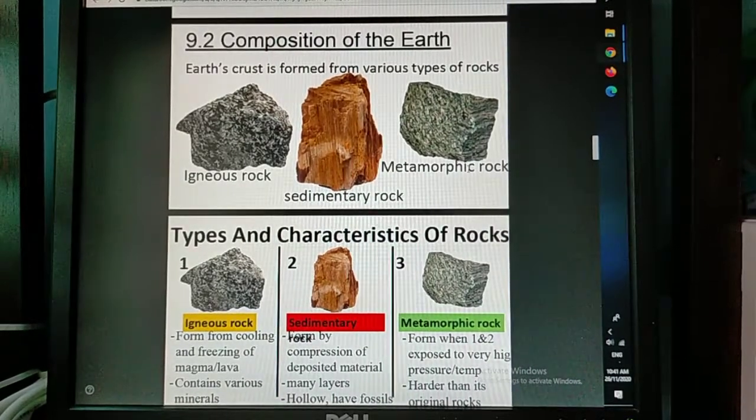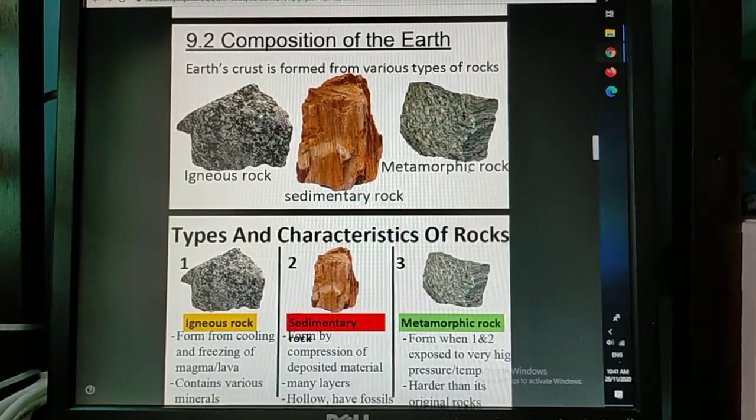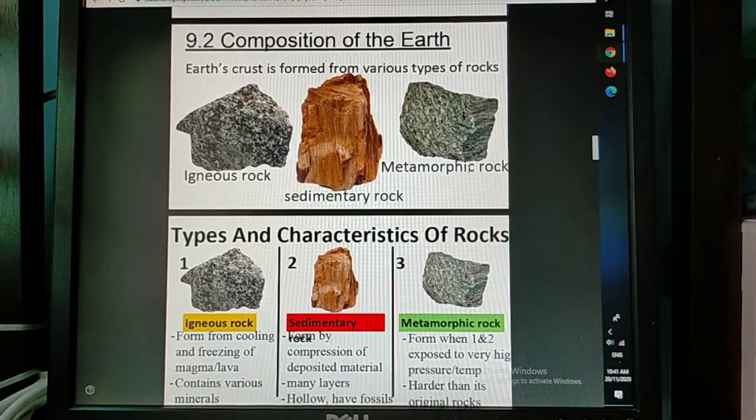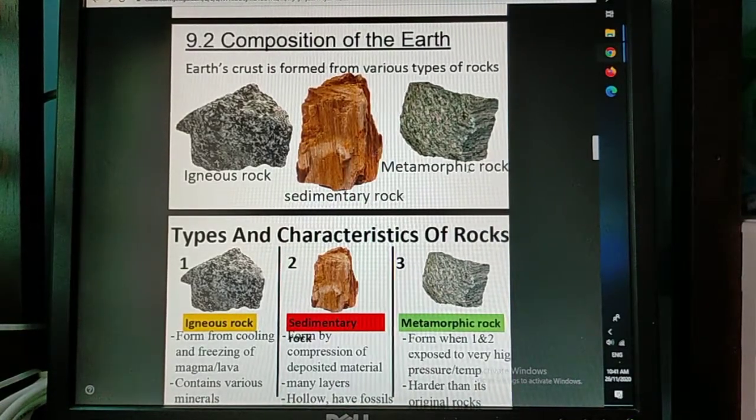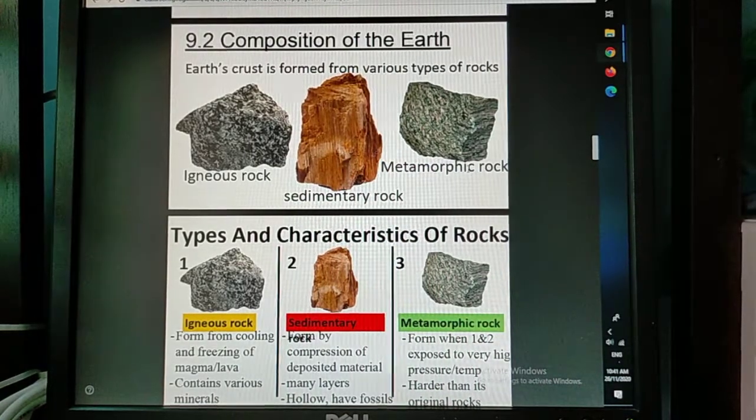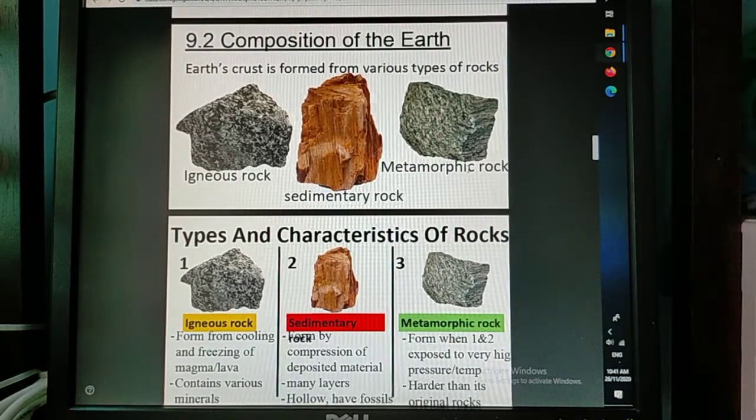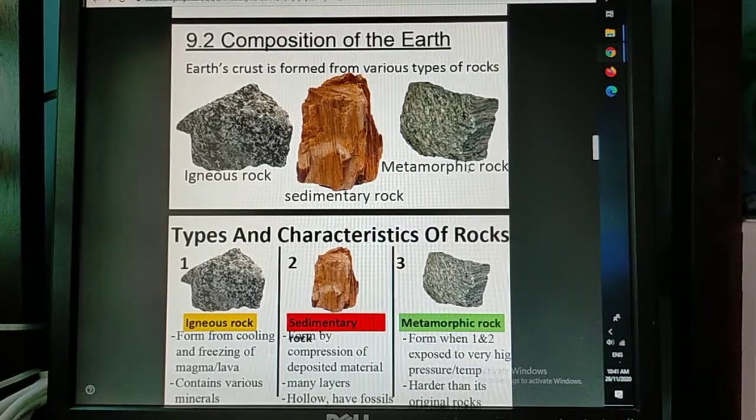Good morning. Today's lesson is related to 9.2, compositions of the earth. Compositions of the earth means that we learn what are the things that form the very outer layer of the earth, which is called the crust. There are three types of rocks that we are going to learn that form the earth's crust.